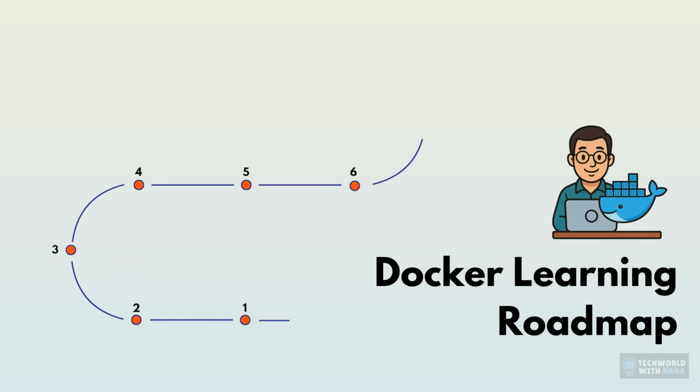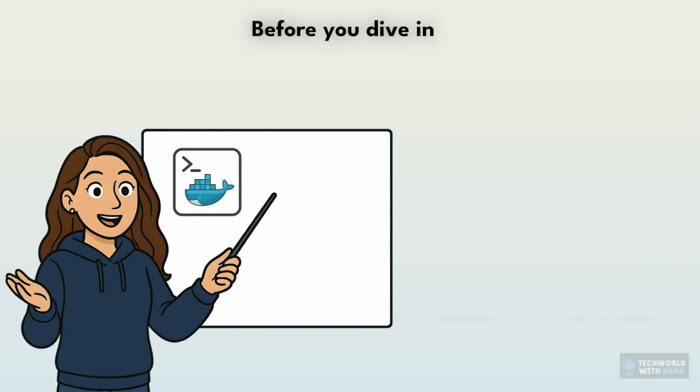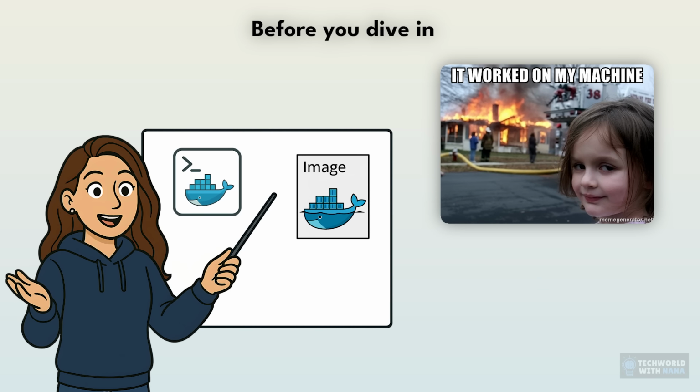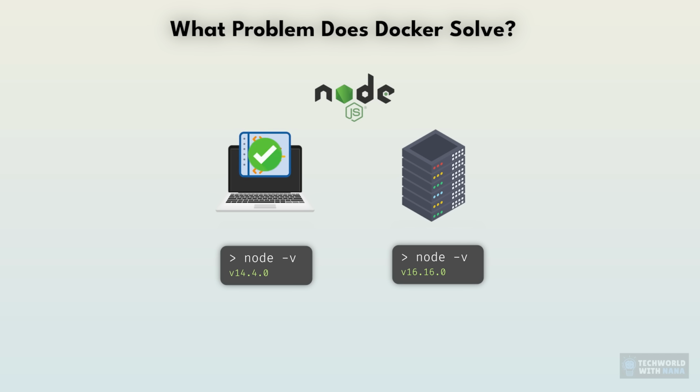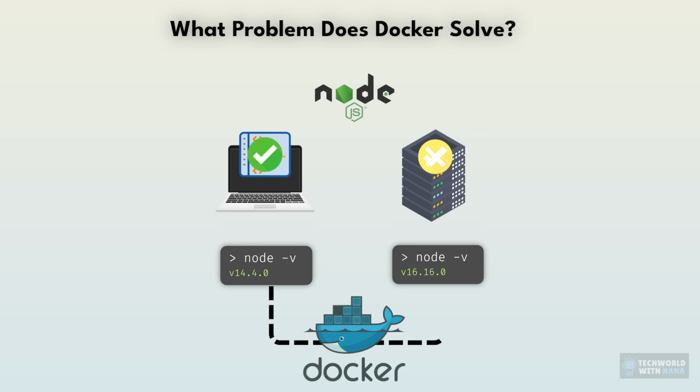The first step is to understand what Docker is solving. Before diving into Docker commands and creating Docker images, you need to understand the problem of "it works on my machine" and how containers solve this. Let's say you're working on a Node.js application. On your local development machine, you have Node version 14 installed, but the production server runs version 16. Your application works perfectly on your local environment, but when it's deployed on the server, it breaks because of these environment differences. And this is exactly what Docker solves.